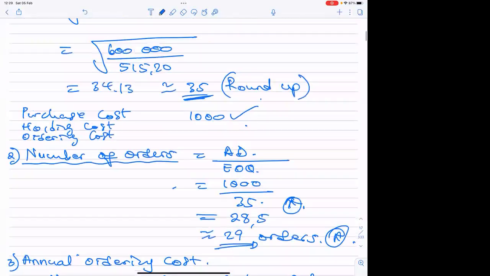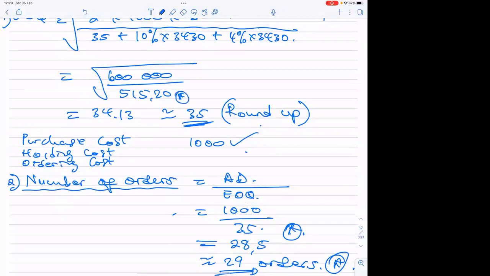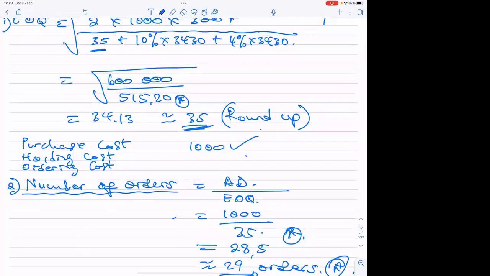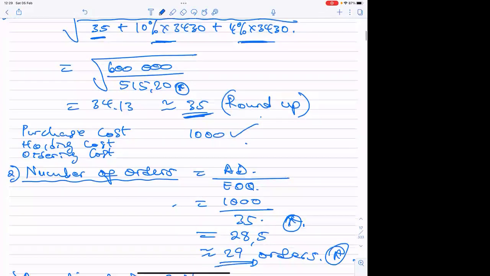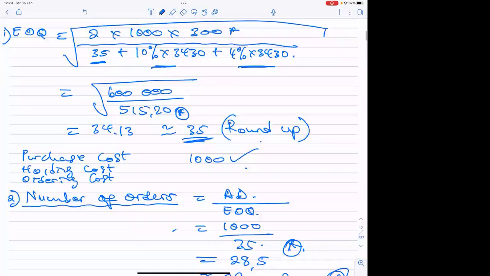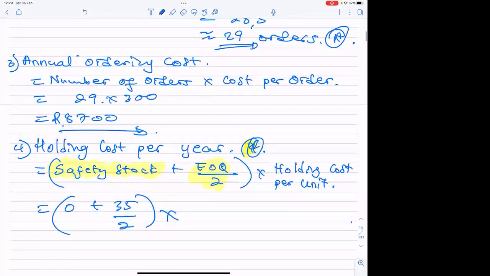We did calculate our holding cost per unit. It is 515.20, which was 35 plus 10% plus 4%. Are we still together? All right, so it will be 515.20. Together. So our inventory holding cost will be 17.5 multiplied by 515.20.